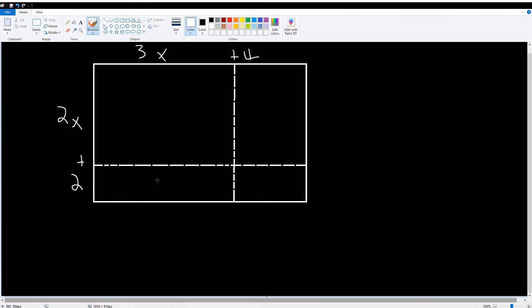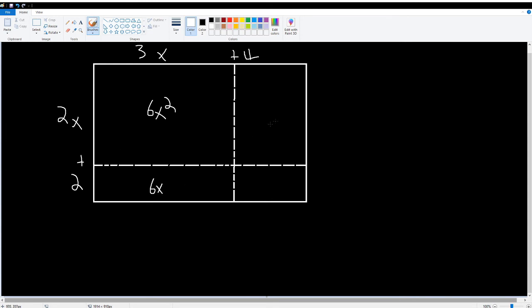So find the area of each of the 4 regions, right? So this region's area, right, is this box, right? That can be represented by 2x times 3x, right? So this will be 6x squared. This rectangle at the bottom here, right, can be represented by 2 times 3x, right? So this would be 6x.